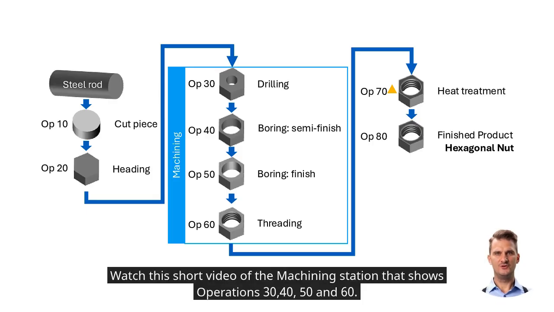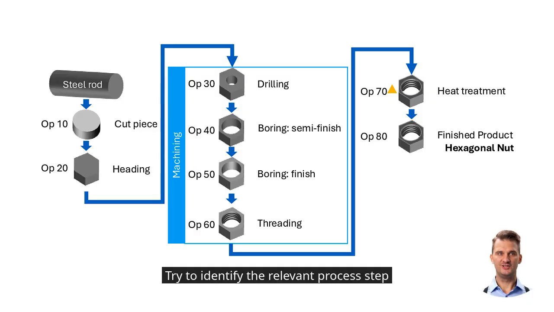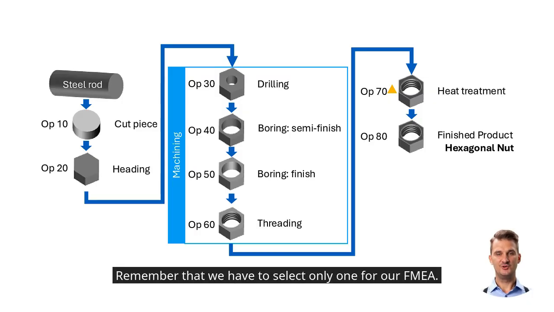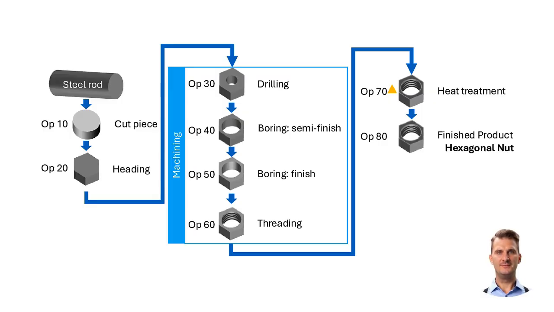Watch this short video of the machining station that shows operations 30, 40, 50, and 60. Try to identify the relevant process step. Remember that we have to select only one for our FMEA.